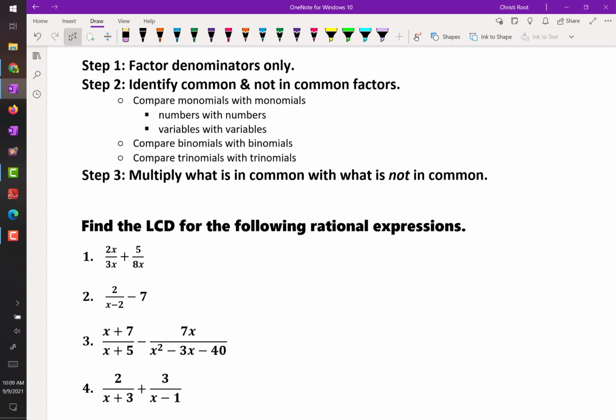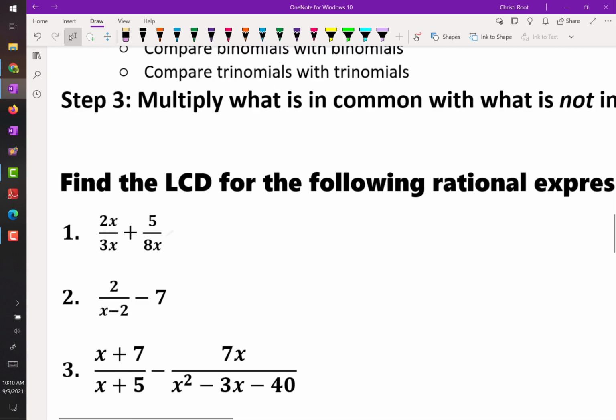Okay, the second thing we're going to do is we're going to look for what we have in common and what we don't have in common. So make sure that you're comparing monomials to monomials, binomials to binomials, and trinomials to trinomials. And then we're going to multiply what's in common to what's not in common, and then we're going to stop, okay? So let's look at number 1.